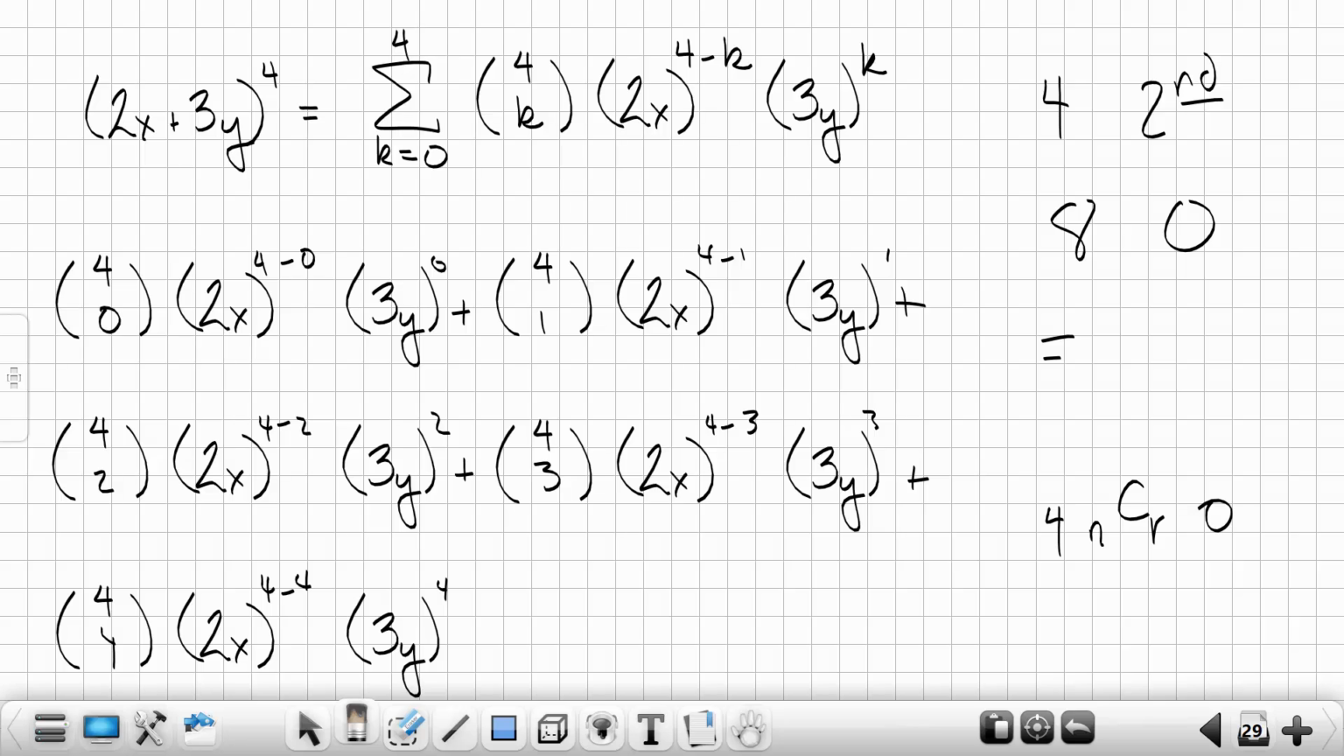All right, guys. Are we okay with calculating that? That just calculates that. 4 second 8 0 equals just calculates that. 4 second 8 1 will calculate that. 4 second 8 2 calculates that. 4 second 8 3 and 4 second 8 4 will do the NCR for each of those. So, give me a minute.